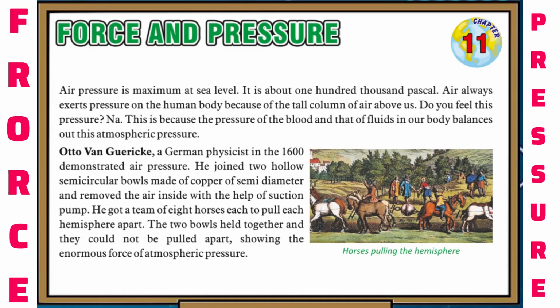Otto von Guericke, a German physicist in the 1600s, demonstrated air pressure. He joined 2 hollow semicircular bowls made of copper and removed the air inside with the help of a suction pump. He got a team of 8 horses each to pull each hemisphere apart. The 2 balls held together and they could not be pulled apart, showing the enormous force of atmospheric pressure. Here you can see the picture in which horses are pulling the hemispheres.